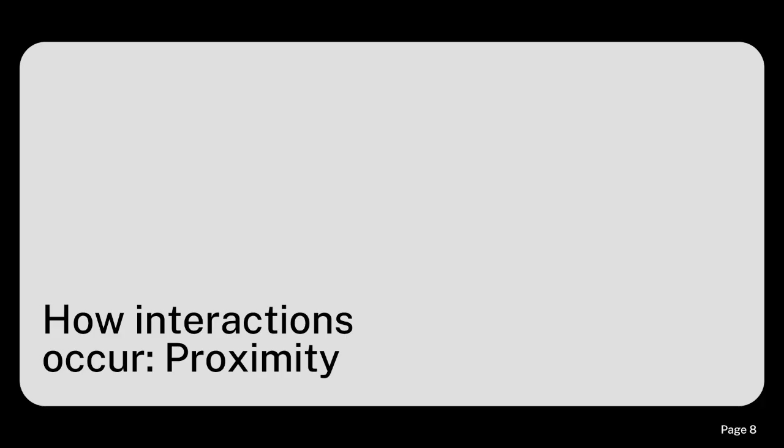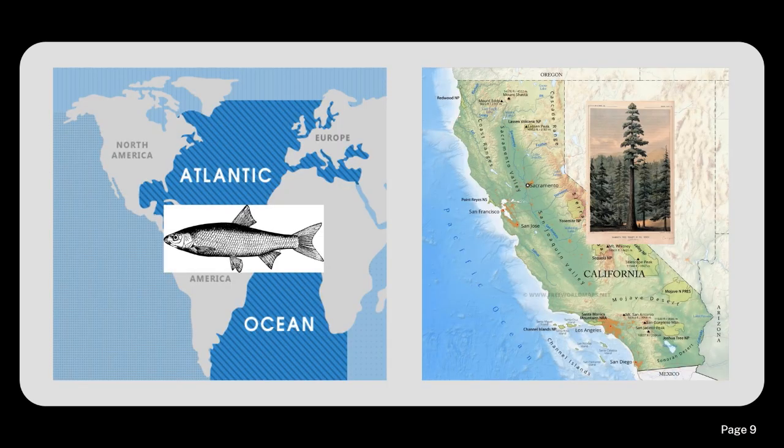Now, let's think about the interaction between a plant and an animal. For an interaction to occur, a few things are required. Proximity is the most prevalent aspect. The plant and the animal need to physically interact. So we won't be considering potential interactions between a fish in the Atlantic and a sequoia tree in California. That just doesn't make any sense.